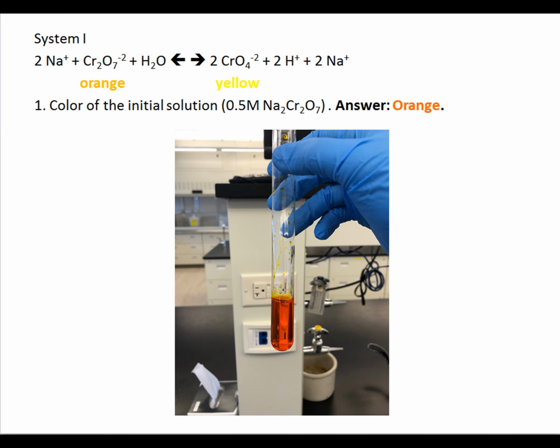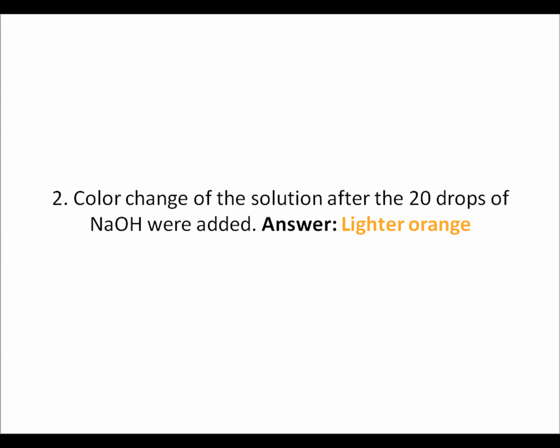We are going to look at three systems. The first system we will do together. We're going to record our observations. Number one, we're going to observe the color of the initial solution, which would be in the picture, and as you can see, it is orange. Number two, we're going to observe the color change of the solution after the 20 drops of NaOH are added, and the answer should be lighter orange.